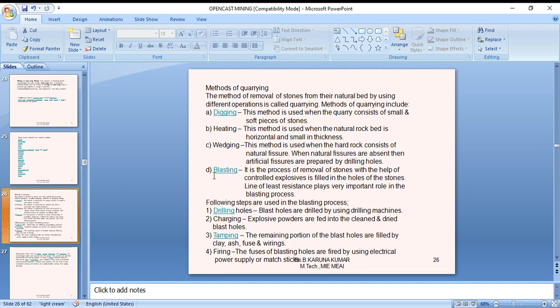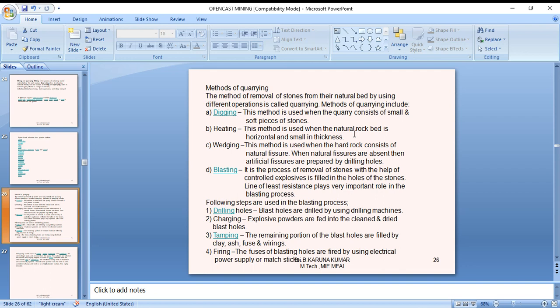Now coming to the methods of quarrying. What is the method of quarrying? The removal of stone from its natural bed by using different operations is called quarrying. Methods of quarrying include digging, heating, wedging, and blasting. The digging method is used when the quarry consists of small and soft pieces of stone.